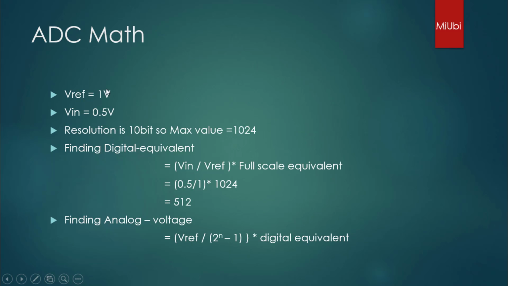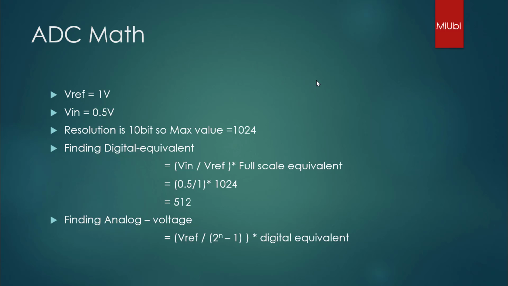Now we shall see a little bit of ADC math. For example, your V reference is 1 volt and V input is 0.5 volt, and you have an ADC with a resolution of 10 bits. So the maximum value you can go for is 2 power 10 minus 1, which will be 1023. Sorry for the typo. Now, how would you find the digital equivalent? You just divide your input by V reference and multiply by the full scale. You'll get the equivalent digital value.